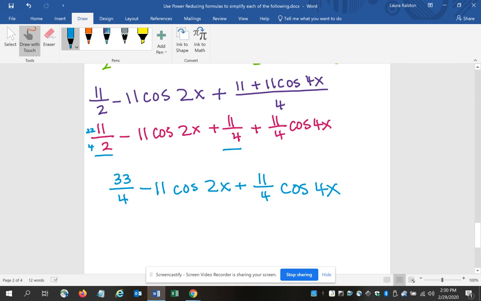Again, you have gotten rid of any exponent that you had. So I hope you find this helpful as you try to think about how to use the power reducing formula.